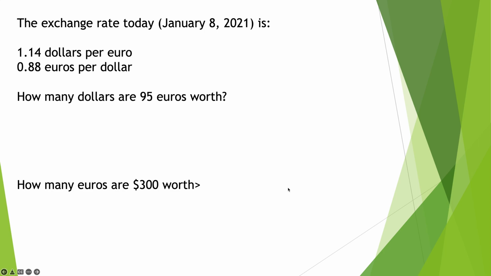Okay. The exchange rate as of today, January 8th, well, that's not today, but the day I wrote this, 2021, is $1.14 per euro and 0.88 euros per dollar. Answer those 2 questions. Go ahead.